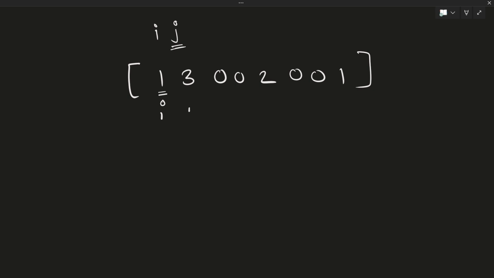Let's move our I ahead. Again, this is not a 0 element. Let's move our I ahead. Okay, so now we have 0 here. So we will start our j pointer from here, and also we will maintain a current variable. Let's say it is initially 0.